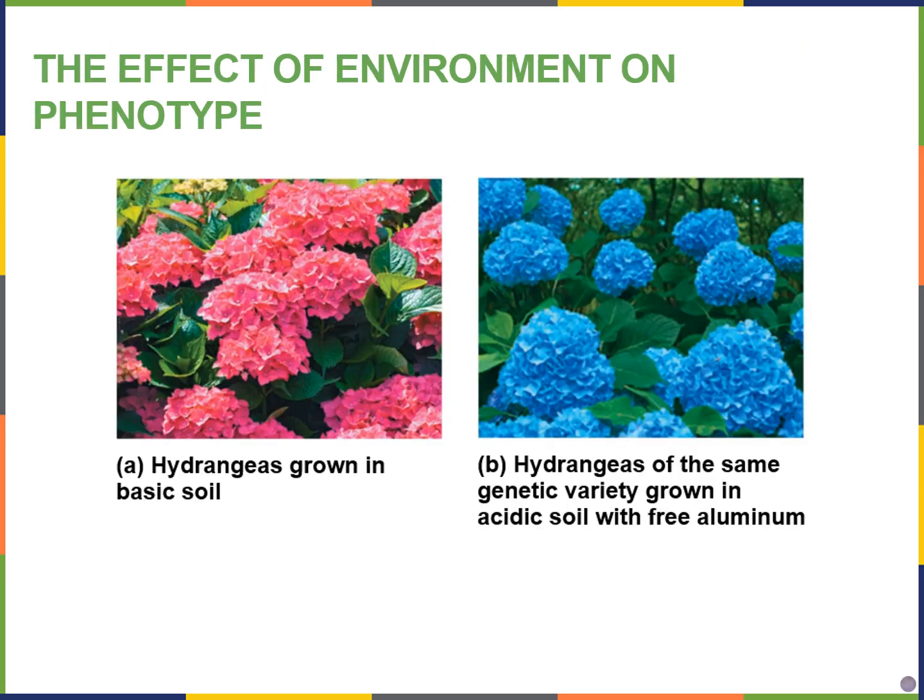And one of the most common examples of multifactorial effects are hydrangeas. So their flower color depends not only on their genes, but also on their environment. When they're grown in basic soil, they turn pink. But if you grow them in acidic soil, they appear this bluish, sometimes violet color.